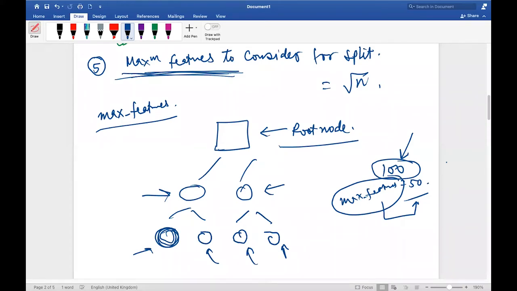So how does it help? At any point, it is reducing the number of features at any node. We ourselves are reducing. You cannot use the total available features, which was 100 in our case. You can only use 50. You can only use 20. You can only use 10.